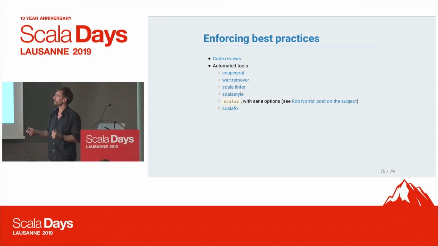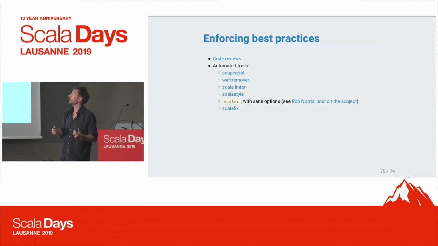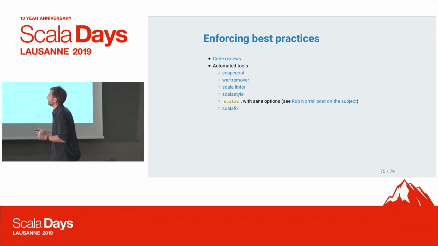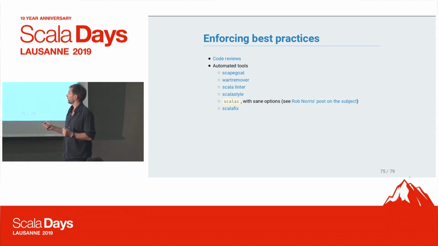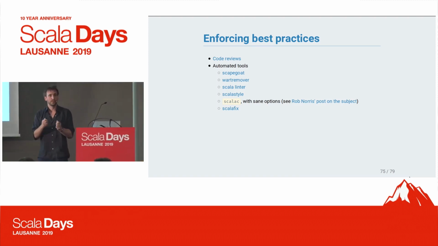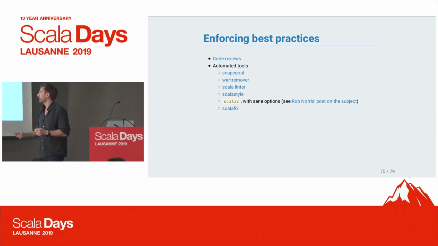Use tools that automate the finding of these problems. I think that at the moment, that's all that exists, but the landscape keeps changing, and we're apparently very big on tooling at the moment, so I wouldn't be surprised if by next week we have another one. But at the moment, you've got Scapegoat, WartRemover, Scala Linter, Scalastyle, Scalac, especially if you go through Rob Norris's post on the subject, which makes Scala kind of sane again, and Scalafix. So all these tools are going to make your code much, much more reliable. Also, switch to Scala 3 as soon as you can, because as you could see, it fixed a lot of the problems that I had.